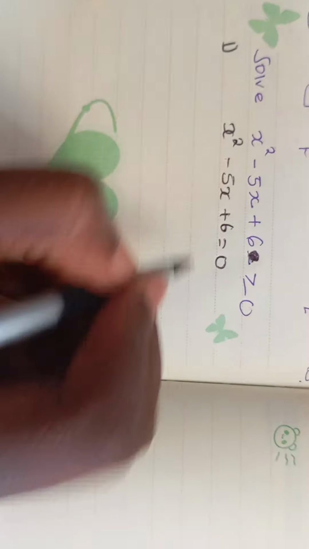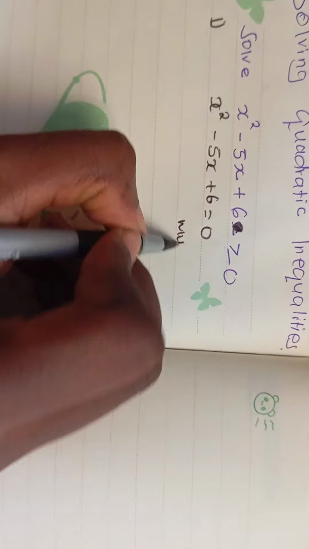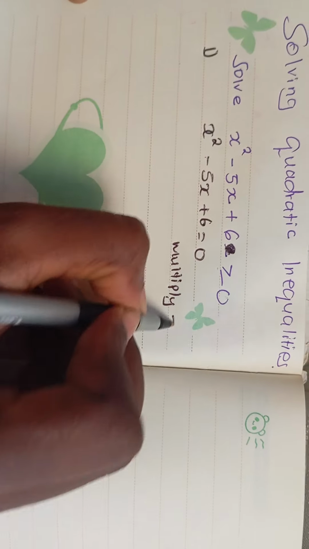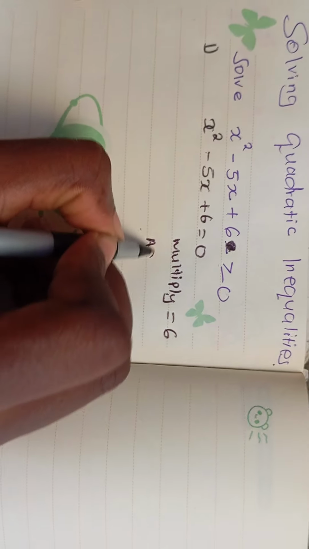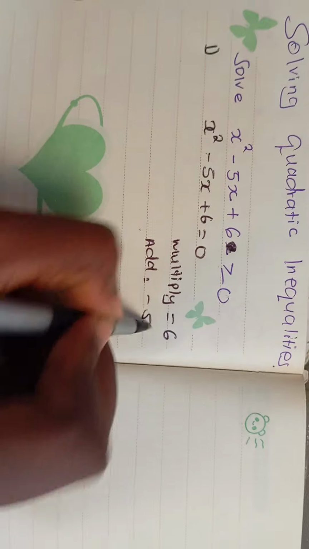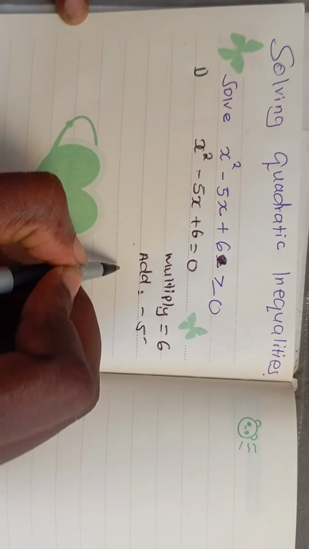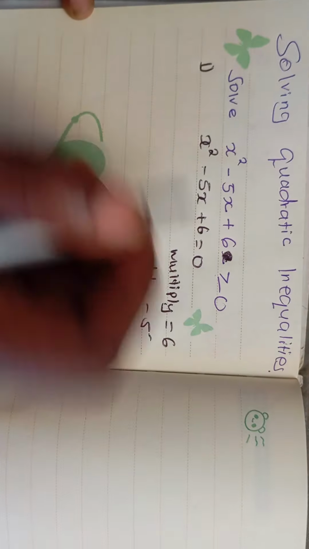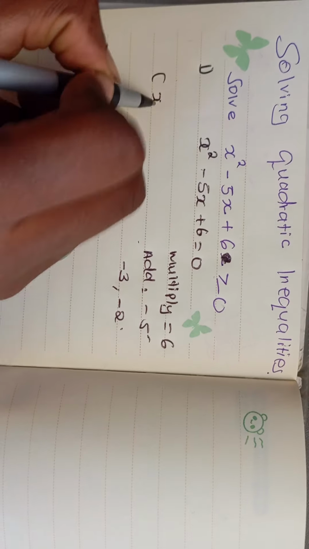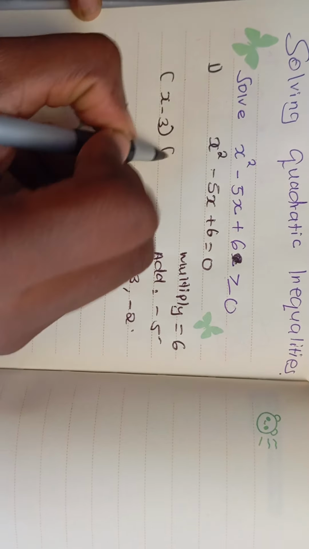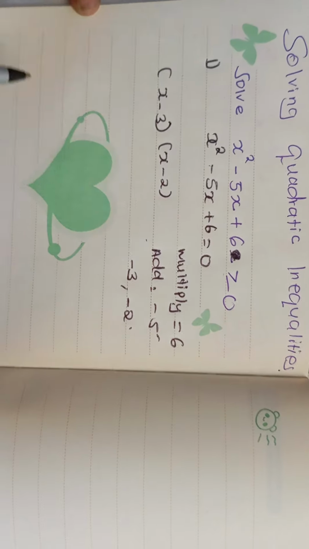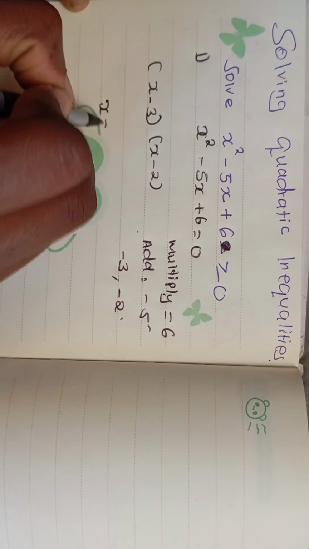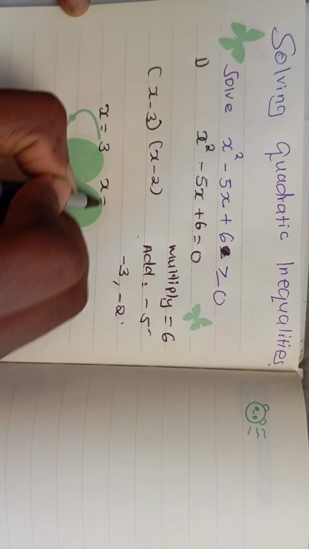Now to solve this equation, you have to think of two numbers. If you multiply, you're going to get 6, and if you add, you're going to get negative 5. So those numbers, you're going to have negative 3, and then you're going to have negative 2. Therefore, when we open up, we're going to have (x minus 3)(x minus 2). So your two possible values of x are x is equal to 3 and x is equal to 2.